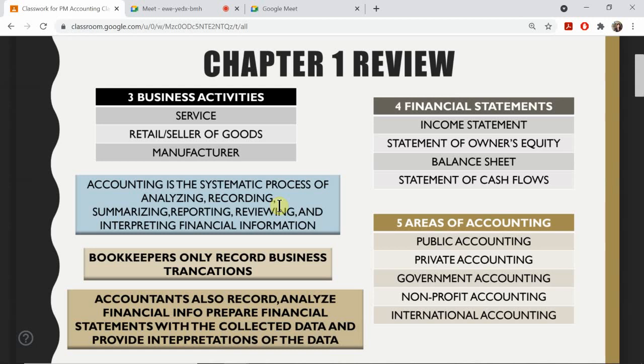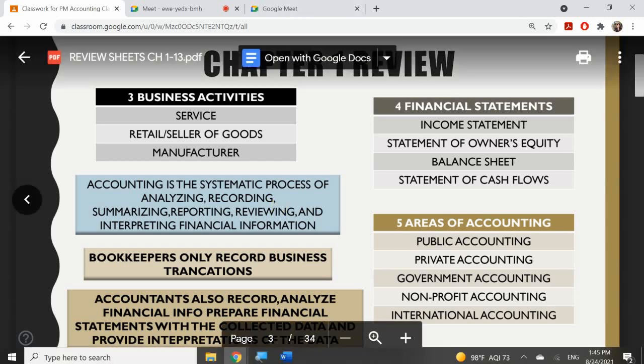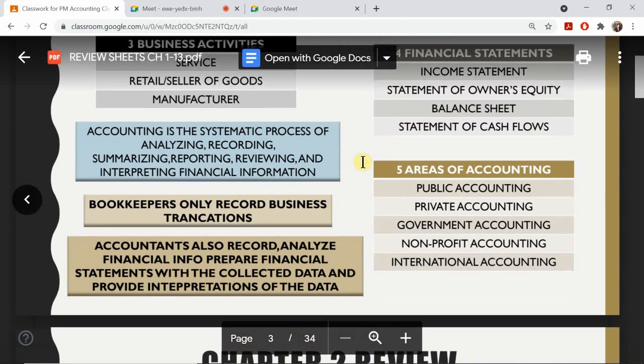Okay, this is the 101 of accounting. Before you even get into those other areas of accounting, you still need to know at least the basic fundamentals of how accounting works. Okay? So that's chapter 1 wrapped up.